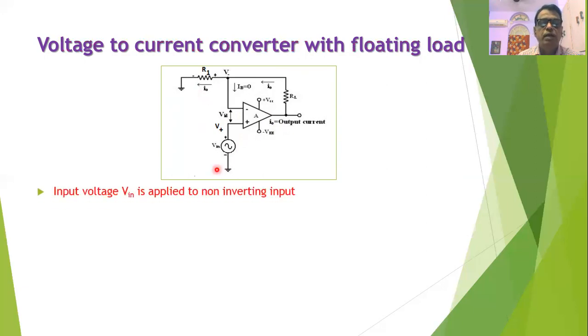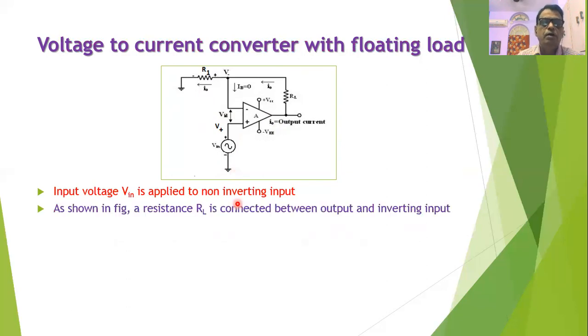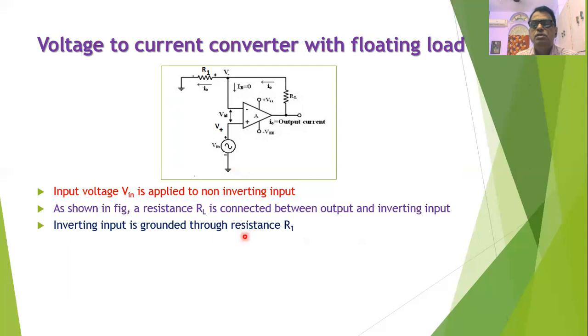Input voltage Vin is applied to the non-inverting input terminal of the operational amplifier. A resistance RL, which is the load resistance, is connected between the output and the inverting input. So you can easily observe that the resistance is not connected to the ground, and therefore this load is called a floating load. The inverting input terminal is grounded through the resistance R1.